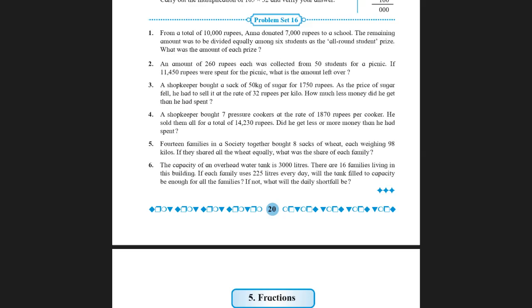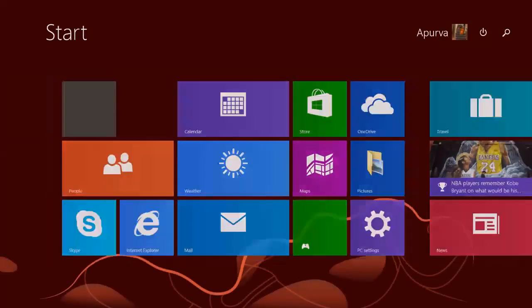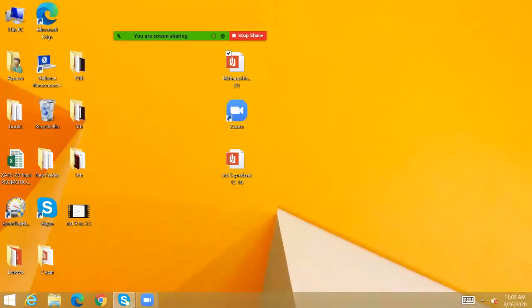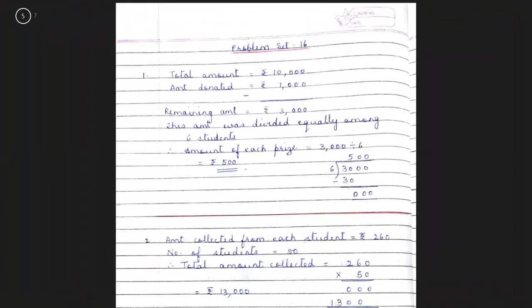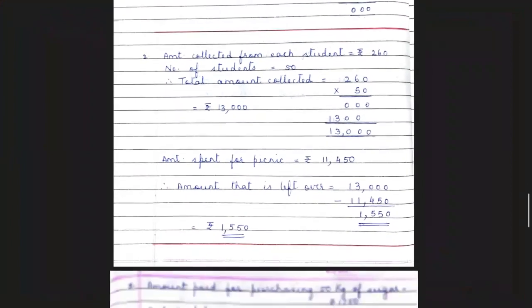Now this 3,000 rupees is going to be divided equally among 6 students. And you have to find out how much each student got. So 3,000 has to be divided by 6. So these are very simple sums, children. You need to read the question to understand well and then do it. So total amount 10,000 rupees. Amount donated 7,000 rupees. Remaining amount with her 10,000 minus 7,000, which is 3,000. This amount is divided equally among 6 students. So amount of each prize 3,000 divided by 6, which is 500. So the amount of each prize will be rupees 500.